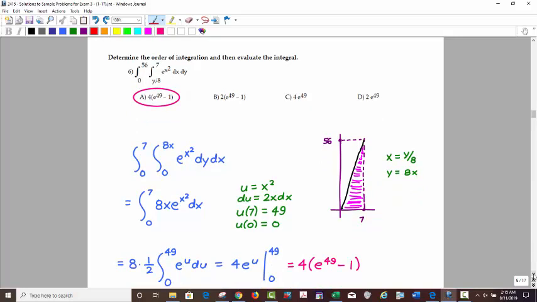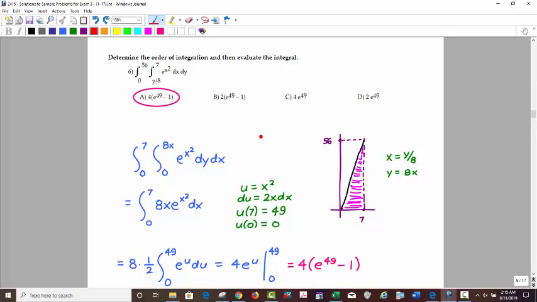Now this one, I don't like the wording of this question, frankly. It says determine the order of integration. It should say reverse, because you're going to have to reverse this integration. The reason why is you can't integrate e to the x squared dx, because you would need an x out in front or something to be able to do u-substitution. You can't do it like that. So the word determine I don't like here; think of that as being reversed.